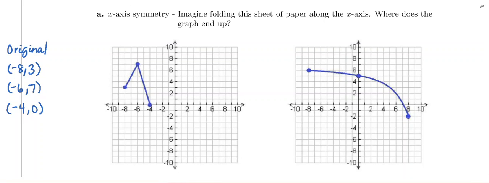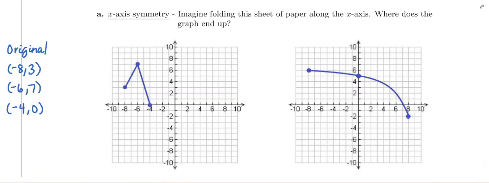Again, we want to imagine, if we fold the sheet of paper along the x-axis, where does the entire graph end up? What you need to do here is move the 3 key points, and then once you move those 3 key points, the entire graph will move as a result. So let's try it.